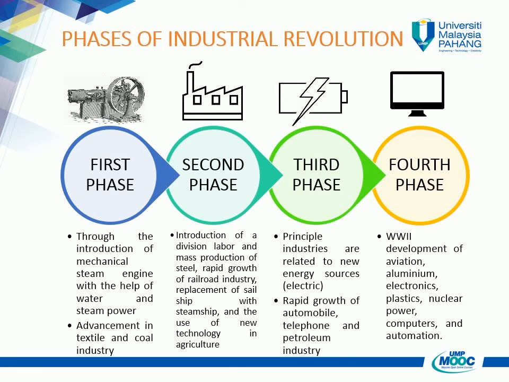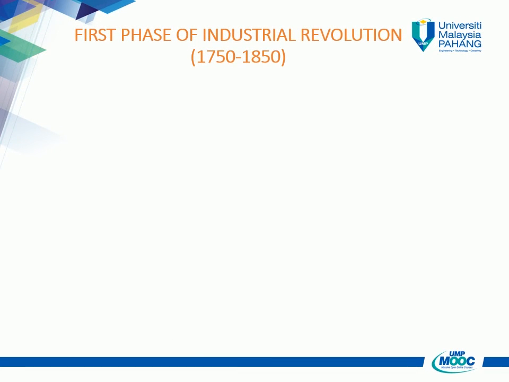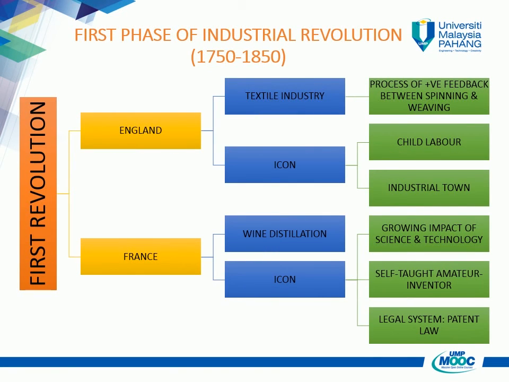Let's have a close-up of all phases in the Industrial Revolution. The first phase happened mostly in England and France around 1750 to 1850. In England, the revolution took place mainly in the textile industry, as described in the beginning of Part 2. It is empowered by the process of positive feedback between spinning and weaving, which speeds up the yarn making process dramatically. The icons of the first phase of Industrial Revolution are child labor and industrial towns.